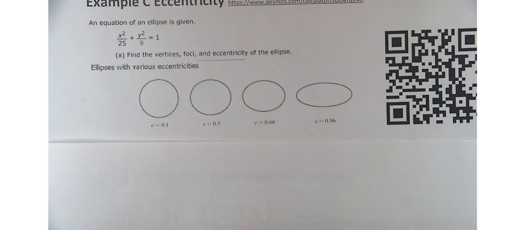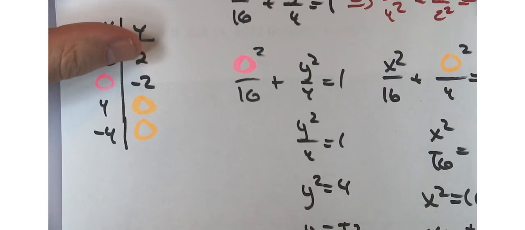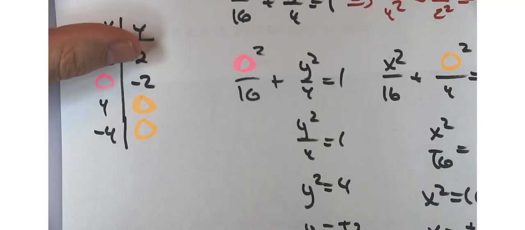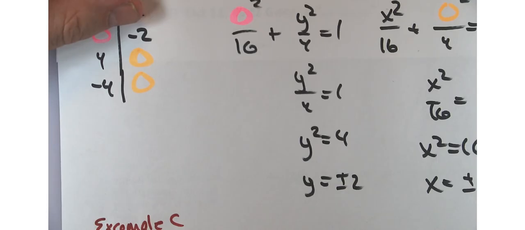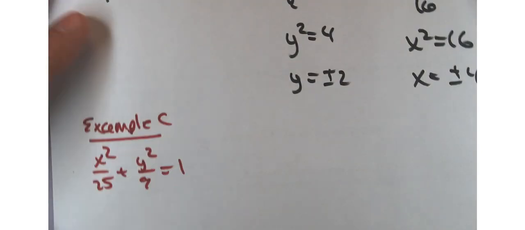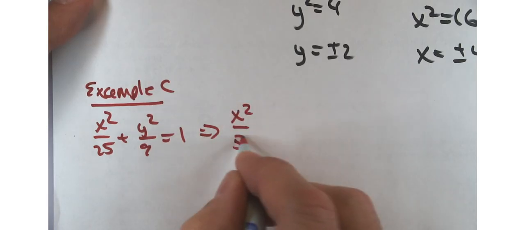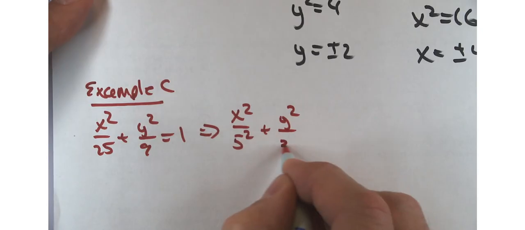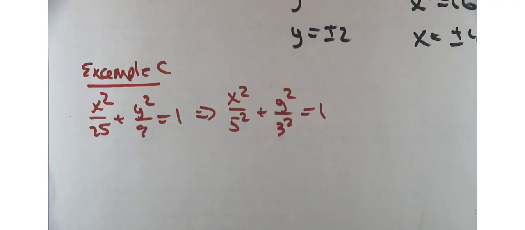So this is example C. Example C: x squared over 25 plus y squared over 9 equals 1. So at least we're starting out with something that looks reasonable, something we can work with. I'd probably rewrite this right away: x squared over 5 squared plus y squared over 3 squared equals 1. So we can at least determine the vertices of our ellipse.